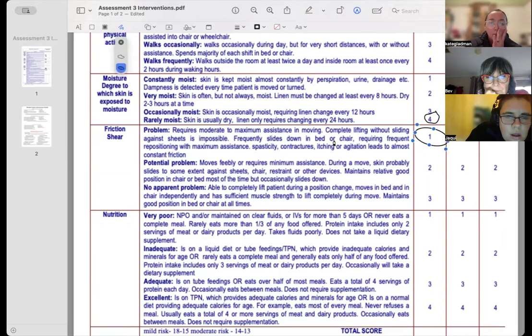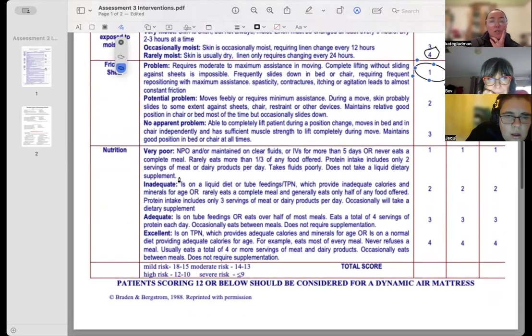There we go. And then nutrition. So very poor, so nil, poor oral intake, maintained on clear fluids or IVs. Even though they've broken their hip, they can still eat. Inadequate is on a liquid diet or tube feeding, which is not relevant here. Adequate is on tube feeding or eats over half of most meals. So let's say it's adequate, but it's not going to be excellent. Realistically, an 80-year-old is probably not eating adequate nutrition.